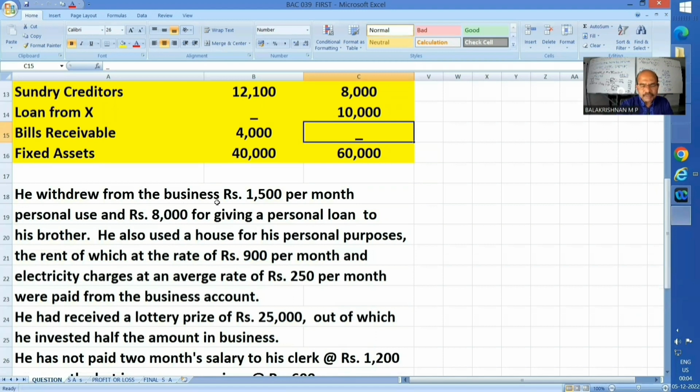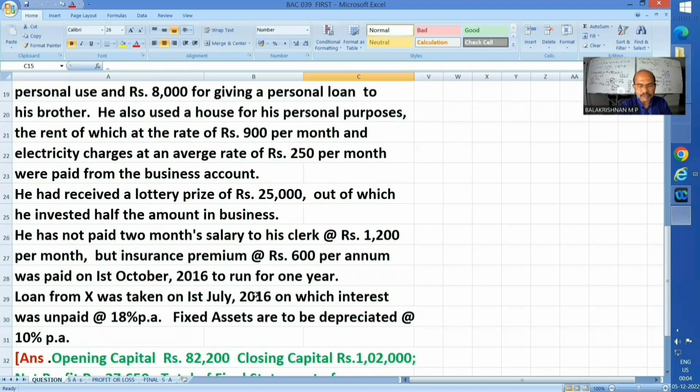He withdrew from the business rupees 1,500 per month for personal use and rupees 8,000 for giving a personal loan to his brother. Both are drawings. He also used a house for his personal purposes, the rent of which at the rate of rupees 900 per month and electricity charges at an average rate of rupees 250 per month were paid from the business account. Yes, again, drawings. Any removal from the business for personal purpose will be considered as drawings.